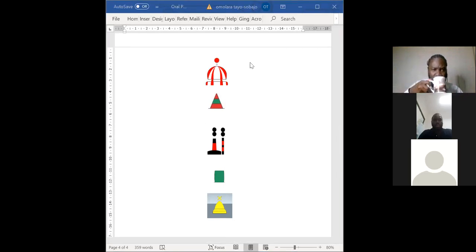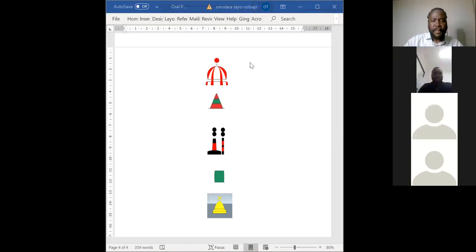Okay, the first buoy is, like you said, a safe water mark, which is commonly known as a fairway buoy. The second one is a fairway channel buoy. Third one is isolated danger. The fourth one is the top mark of a starboard buoy. That's a lateral mark. And the fifth one is a special buoy. So okay, pause.